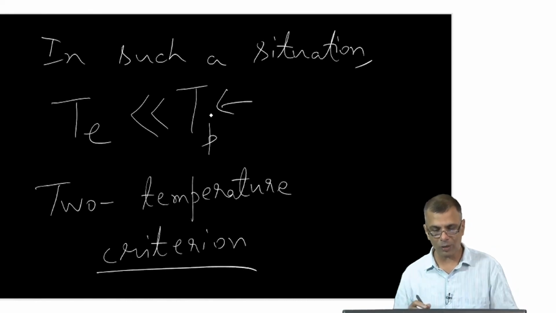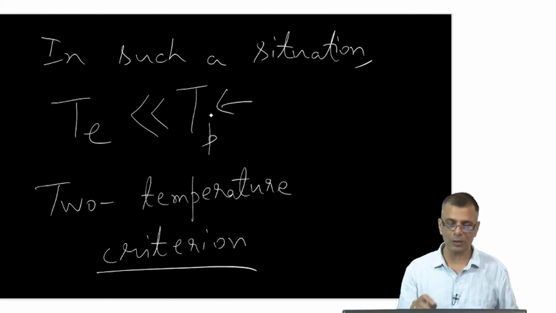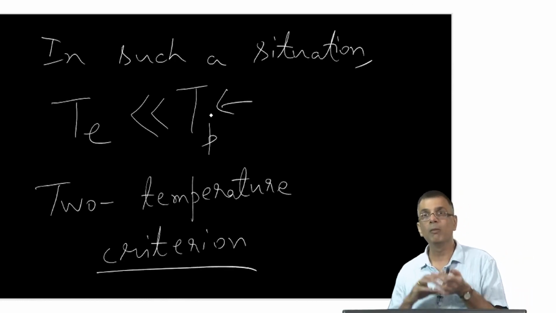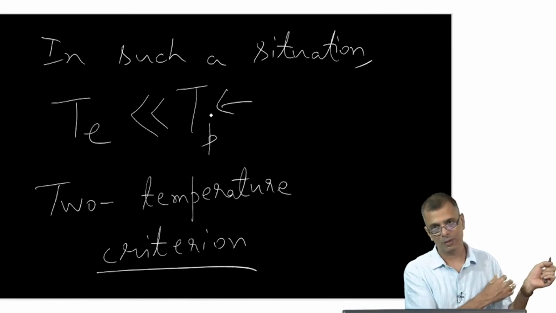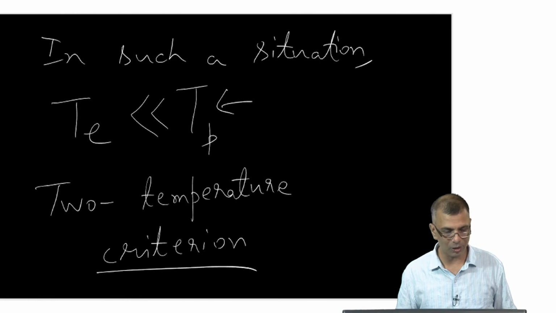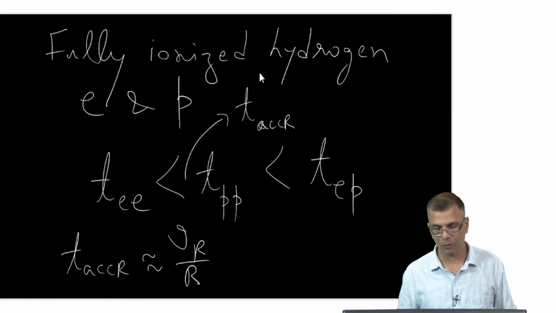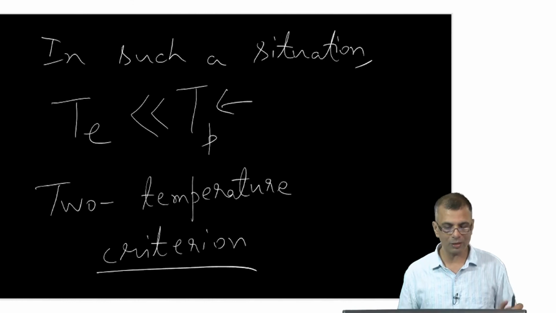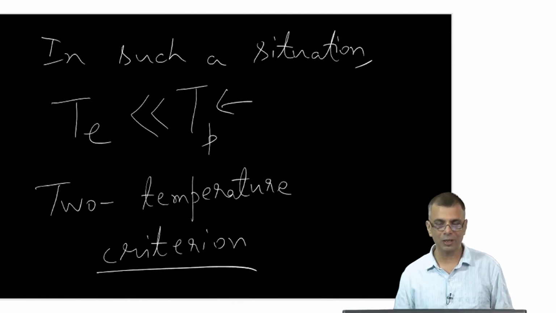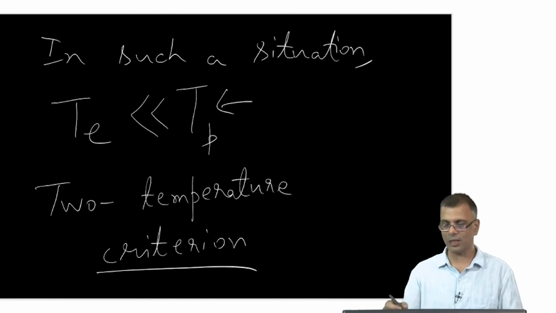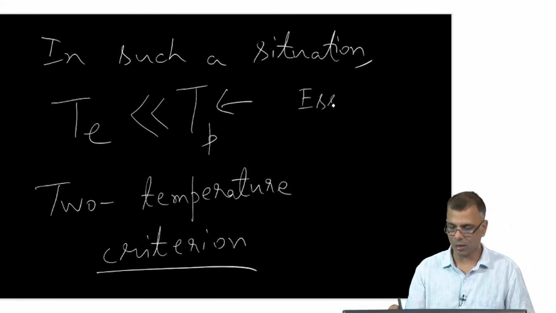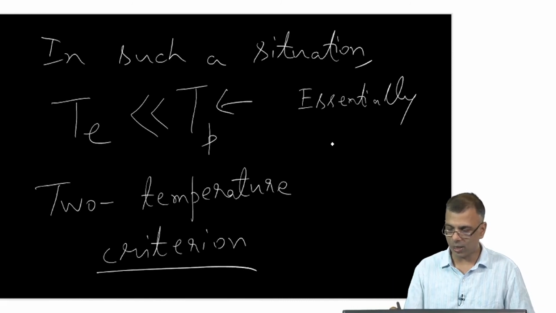What is more, to make matters worse, there is not enough time for the protons and electrons to equilibrate amongst each other before a given parcel of plasma is swept into the black hole. Okay, this time scale is too small. So these three things conspire amongst each other to leave the protons much hotter than the electrons. And this is what's called the two temperature criterion. And this essentially limits the m dot.